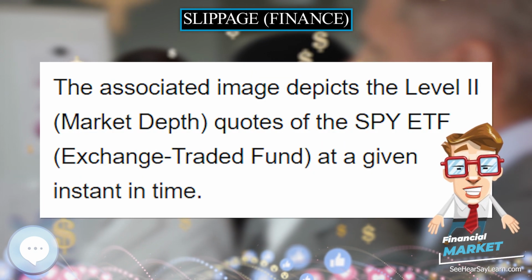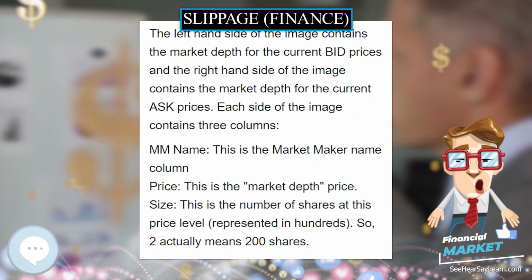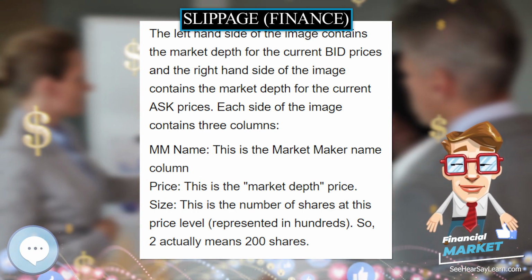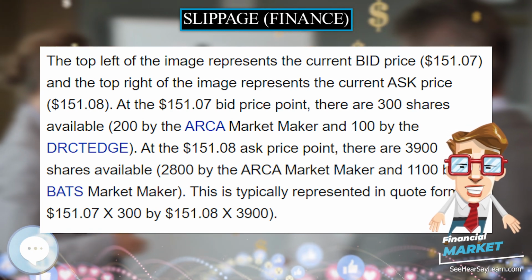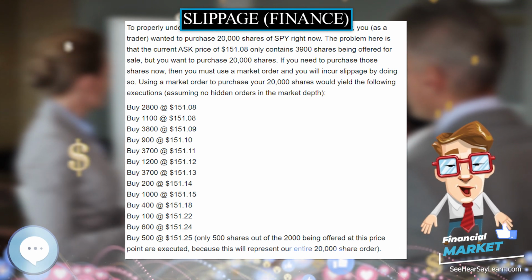Each side of the image contains 3 columns. Name, this is the market maker name. Price, this is the market depth price. Size, this is the number of shares at this price level, represented in hundreds. So, 2 actually means 200 shares.